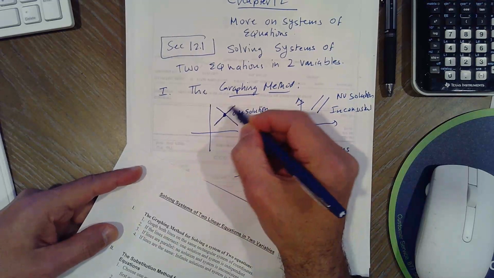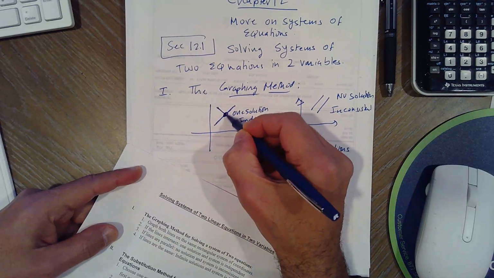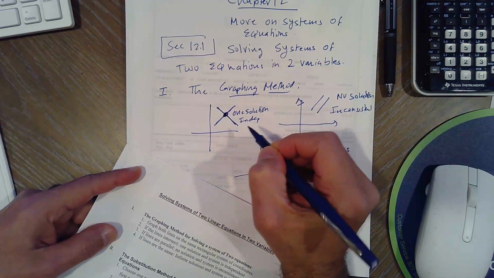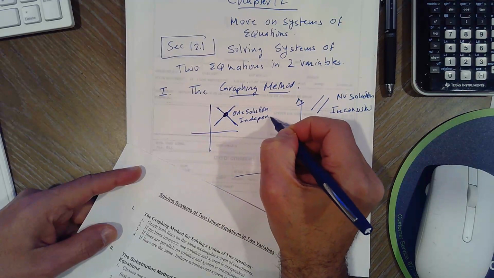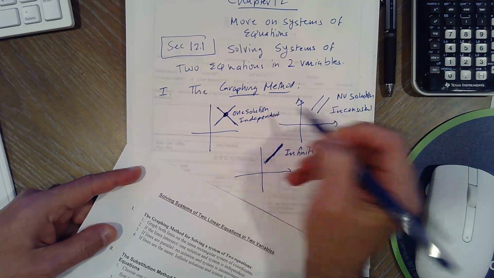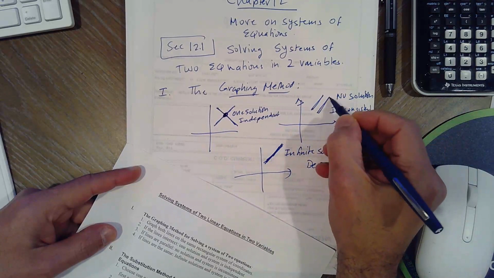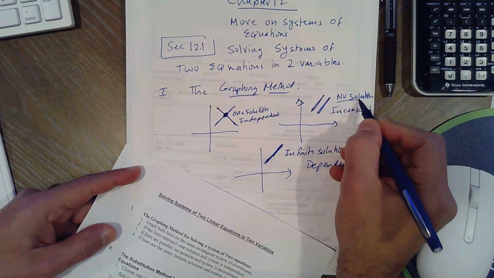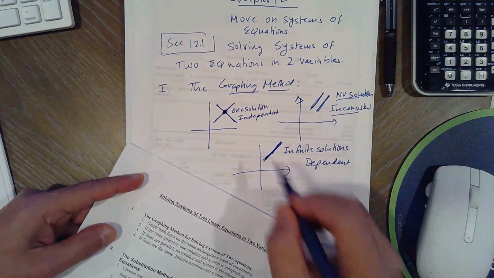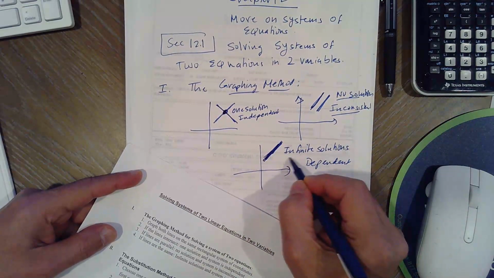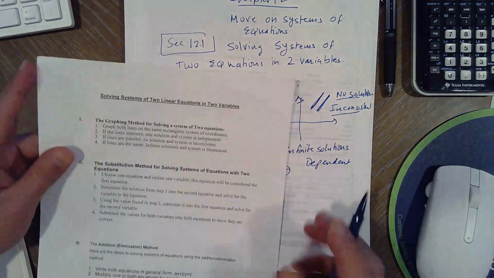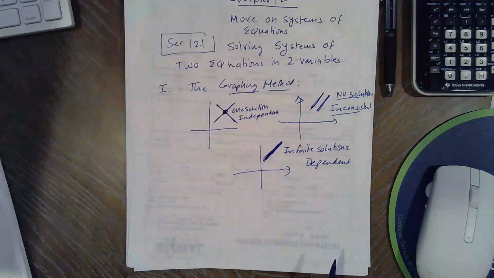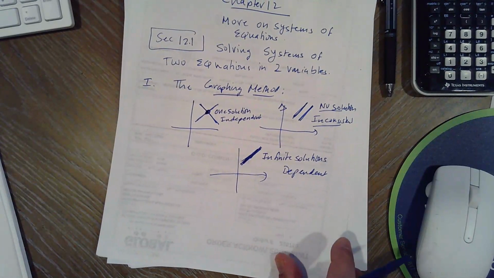So if you graph the two lines, they intersect. That point of intersection is the solution, and there's one solution, and we say the system of equations is independent. If the two lines never intersect, we have no solution, it's an inconsistent system. If they are the same line, you have infinite solutions and the system is dependent. Okay, this is the graphing method for solving systems of equations.